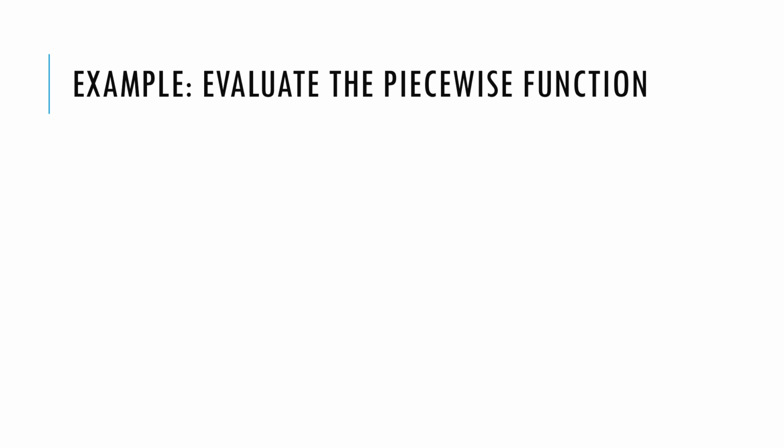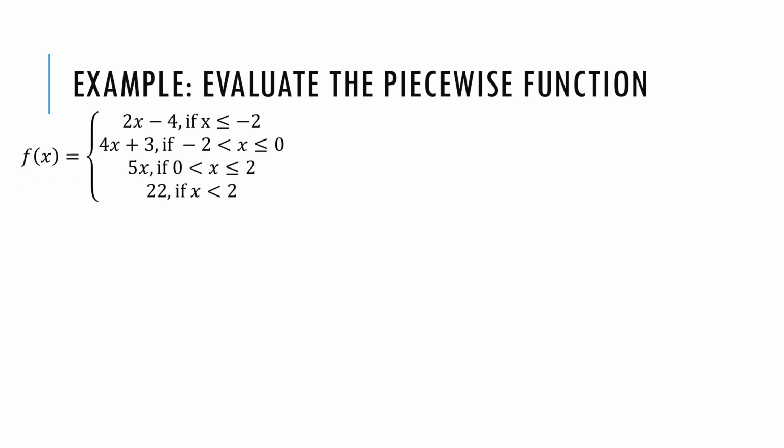Now, let's have more examples for evaluating piecewise functions. I have here this piecewise function, 4 ang kanyang subfunctions. So, f of x is equal to 2x minus 4 if x is less than or equal to negative 2. F of x is equal to 4x plus 3 if x is greater than negative 2 but less than or equal to 0. F of x is equal to 5x if x is greater than 0 and less than or equal to 2. And f of x is equal to 22 if x is greater than 2.